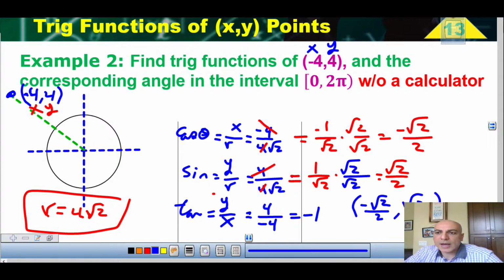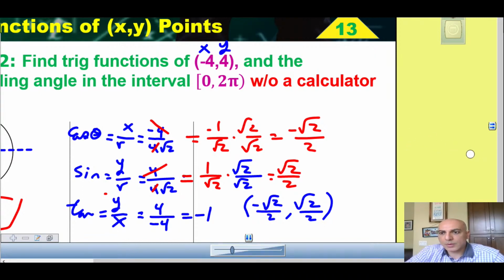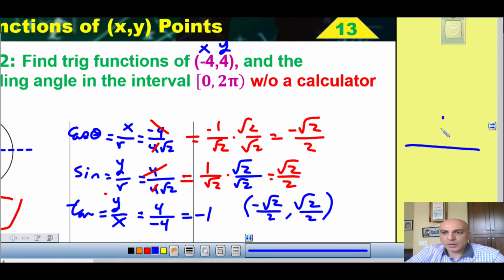What do you think that angle is? What angle are we talking about? Oh, I need to give myself more room here. You guys can see that. What angle do you think I am going to talk about here? The point was (-4, 4). So the point was here, at the top here. My point is here. What angle am I making with the x-axis? What angle is this? What theta is this?